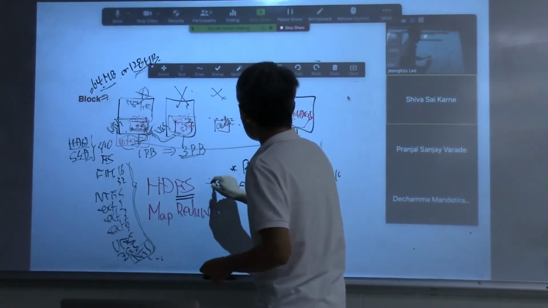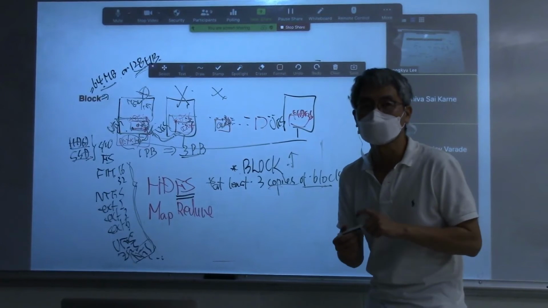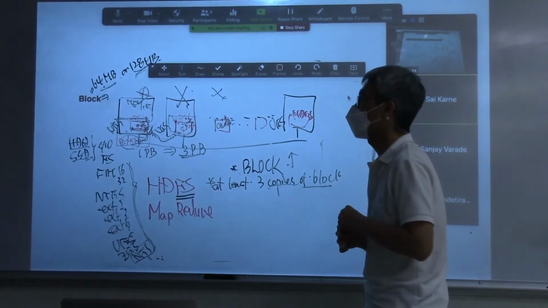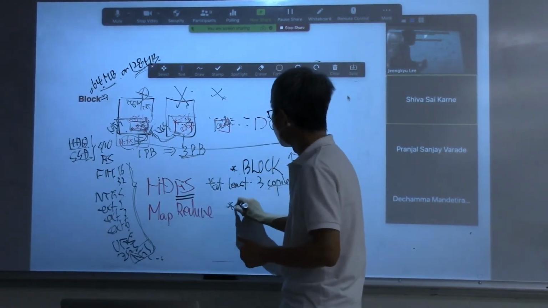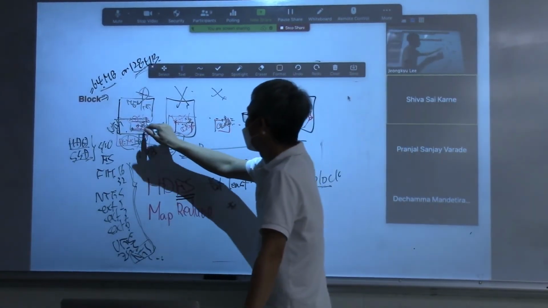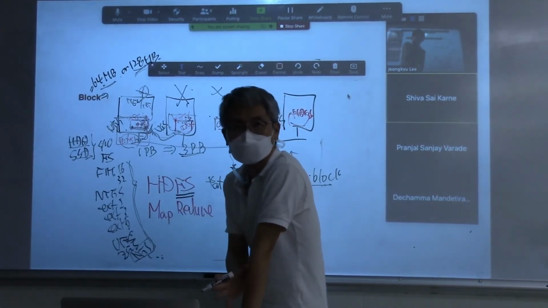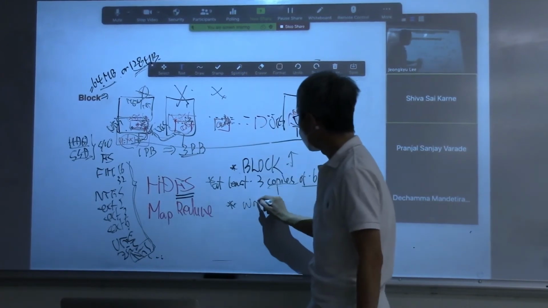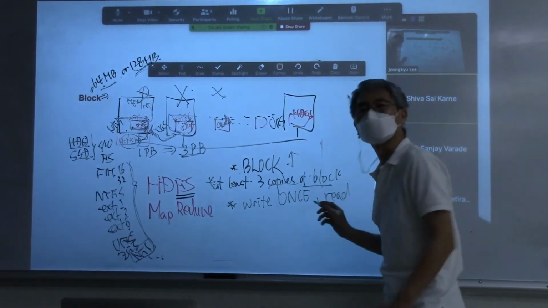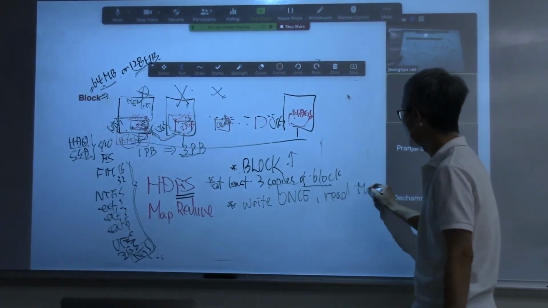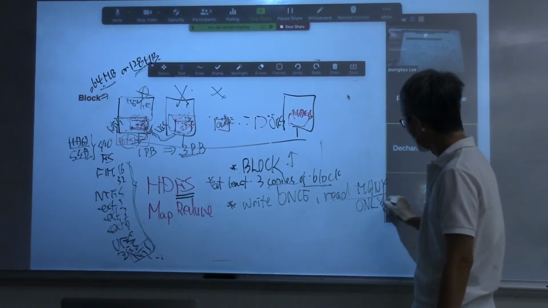So first, the bigger size of the block, and also 3 copies of the block. This is the main characteristic of the Hadoop distributed file system. Then, another characteristic is, once it writes the data, you cannot update. Only write once. Then reading is fine, right? Read many. Write once and read only. It's read only.